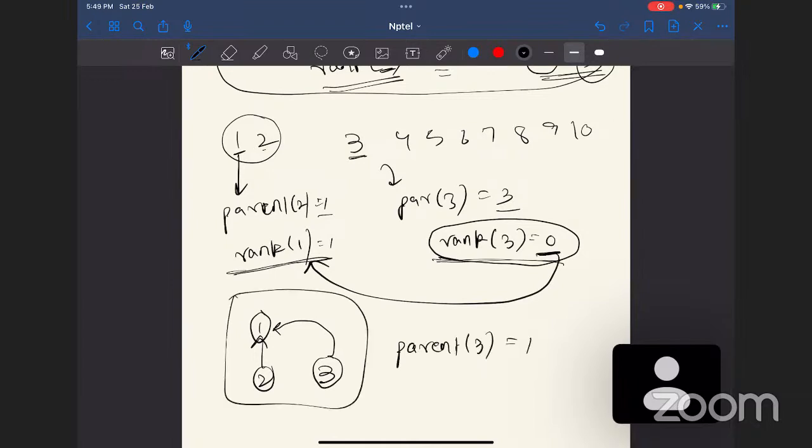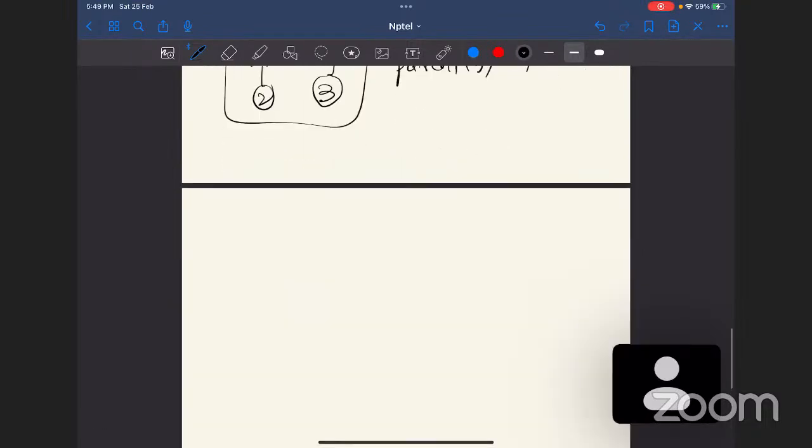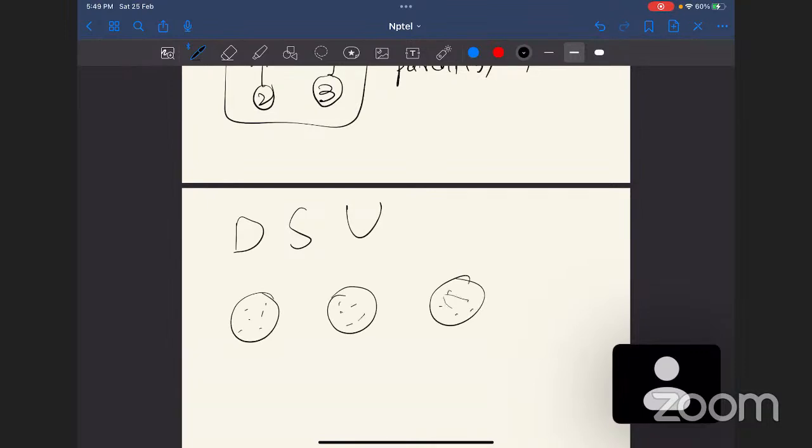So this is all about the disjoint set union structure. Okay. So basically the word says disjoint set union. Let's say these are 3 sets. We have some vertices here, we have some vertices here, we have some vertices here. Every vertex in the first set will have some specific parent x, every vertex in the second set will have a specific parent y, and every vertex in the third set will have a specific parent z.